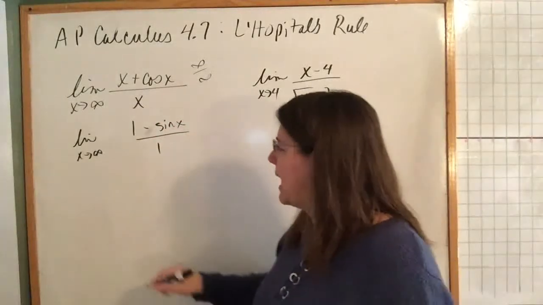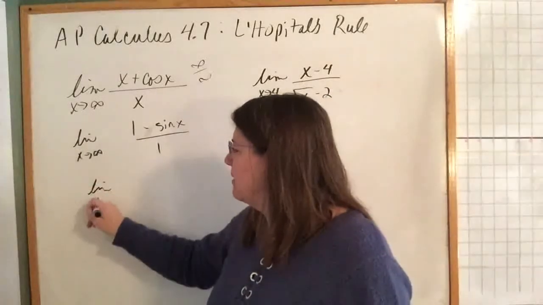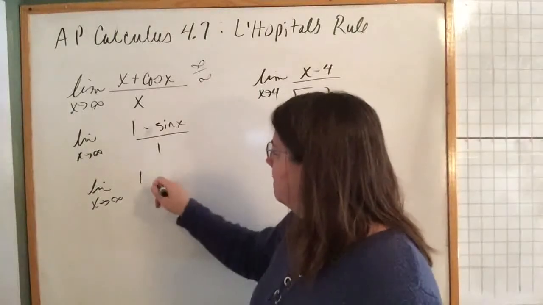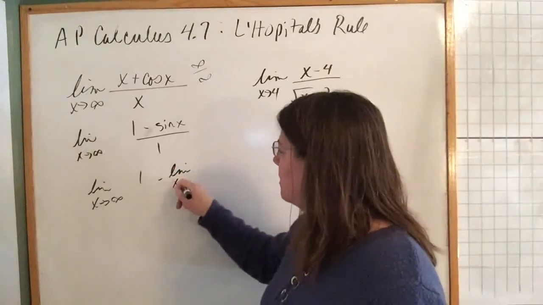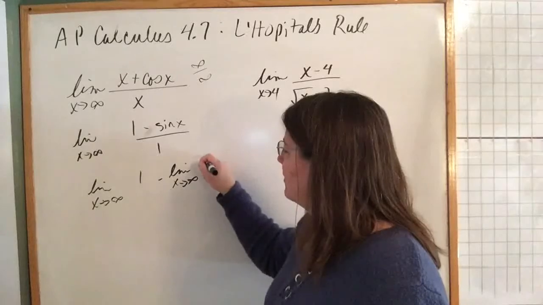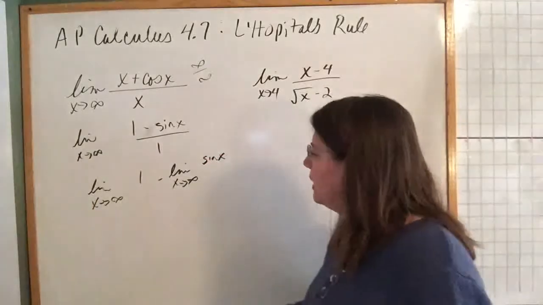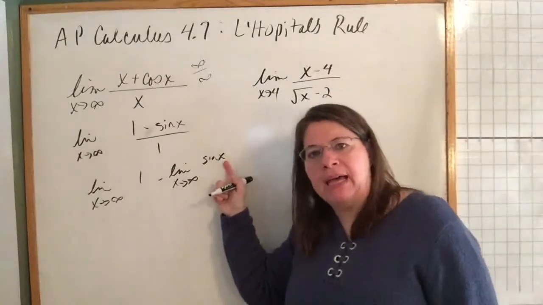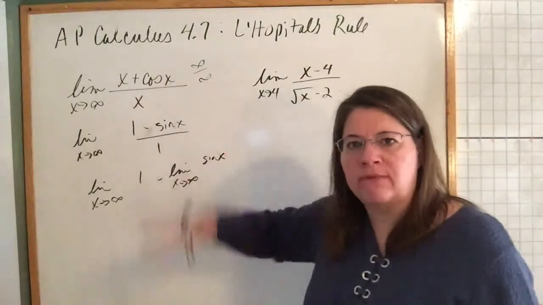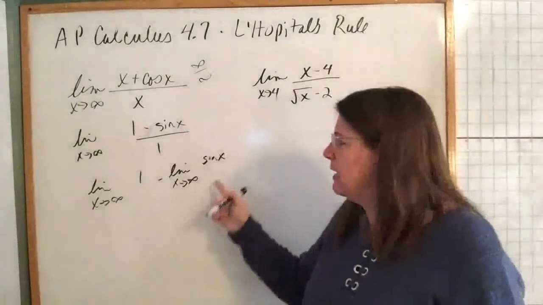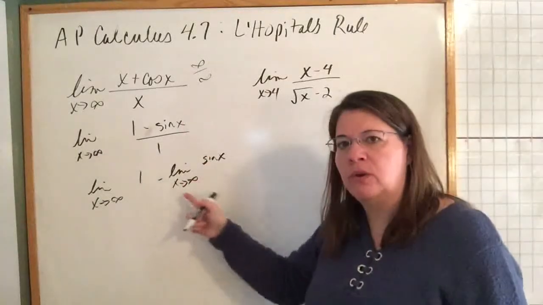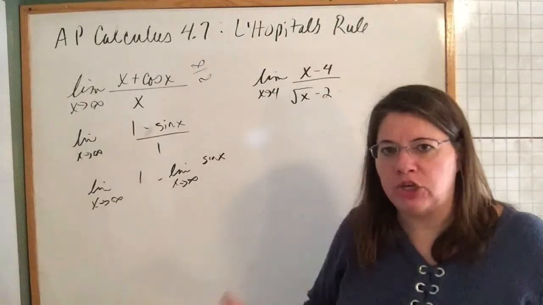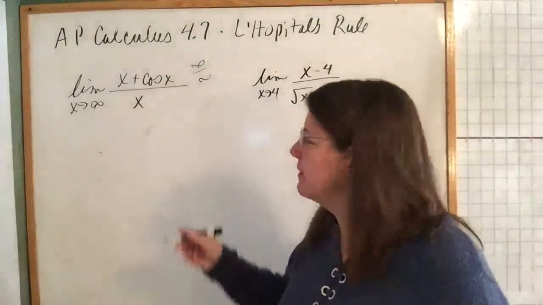Now, if I separate that out, I know that the limit as x approaches infinity of 1 over 1 is just 1, minus the limit as x approaches infinity of sine x. Well, if we think about that, if we plug infinity in, isn't sine going to be an oscillating function? It's going back and forth between 1 and negative 1, and that pattern is going to continue forever. So here, L'Hopital's rule is not going to work for us, so we need to find another way to do this problem. So I'm going to try to rewrite this.